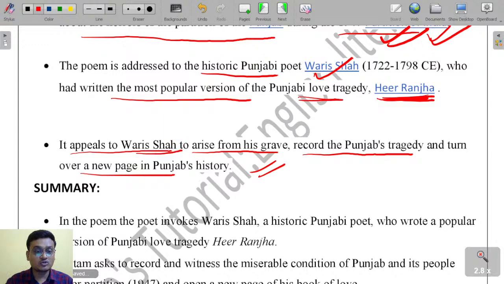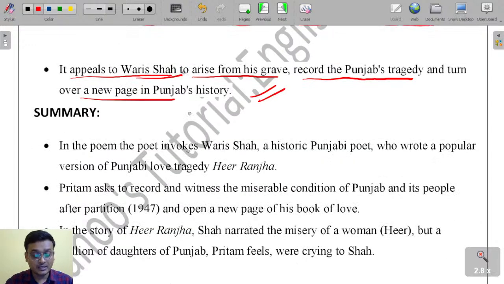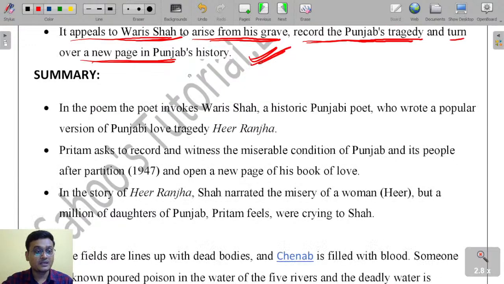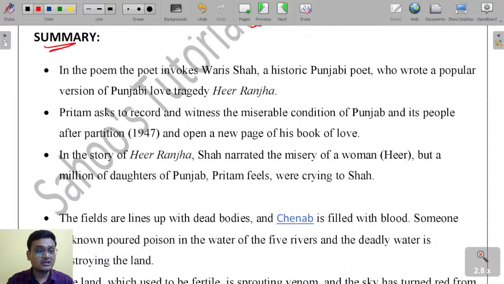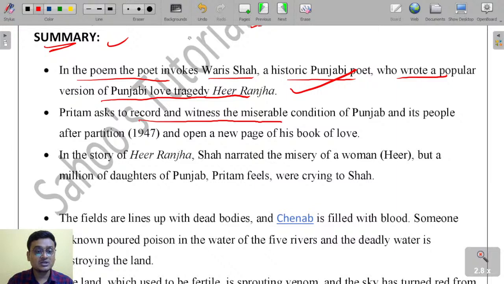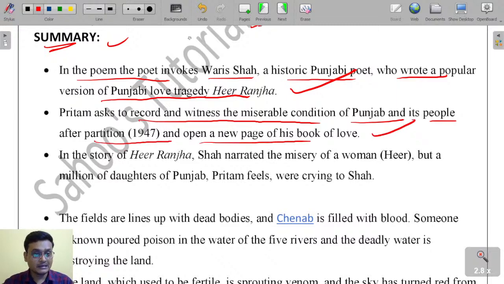It appeals to Waris to arise from his grave. So here in this poem, he is appealing to Waris to arise from his grave and record the Punjab's tragedy and turn over a new page in Punjab's history. And this is the summary of that poem. In the poem, the poet invokes Waris, the historic Punjabi poet who wrote a popular version of the Punjabi love tragedy called Heer Ranjha. Pritam asks him to record and witness the miserable condition of Punjab and its people after partition in 1947 and open a new page of his book of love.